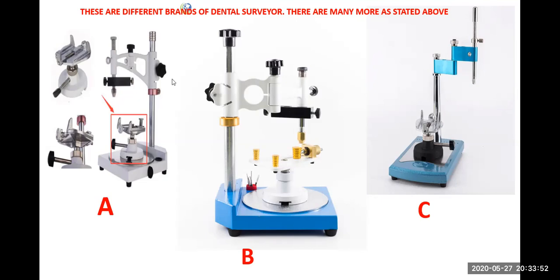So Surveyor B and Surveyor A are quite different in their design. But I can tell you they do virtually the same thing. If you look at Surveyor B, the base is very big and it stands very firm on the table.